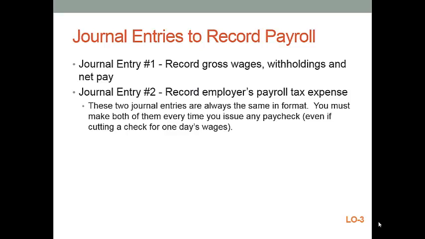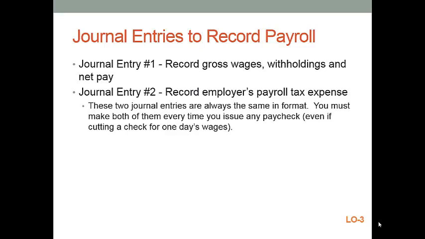Obviously, if you're paying 300 employees, you're going to total up everything and make these two journal entries, but you're not going to have to make journal entries for each employee. You're going to make journal entries for all of your employees together. There is one journal entry to record gross wages, withholdings, and net pay.